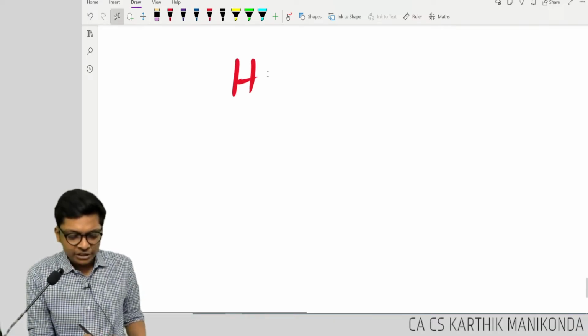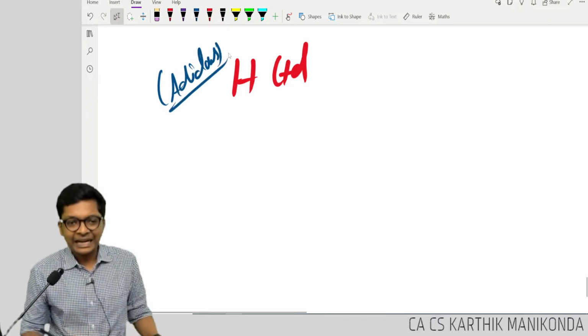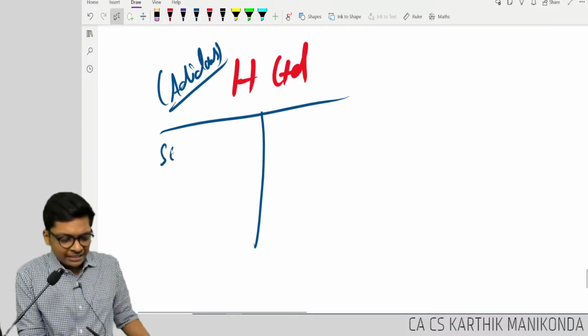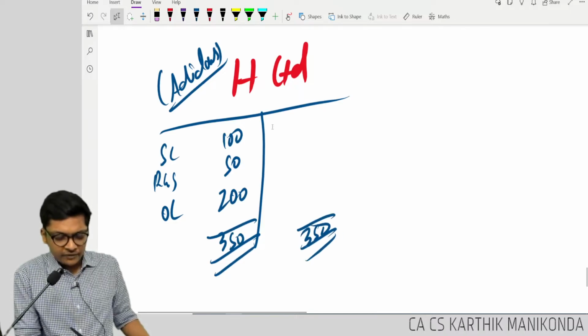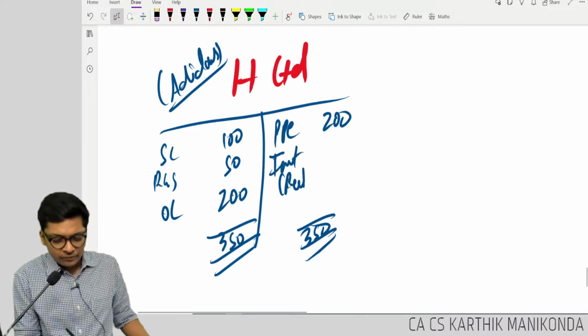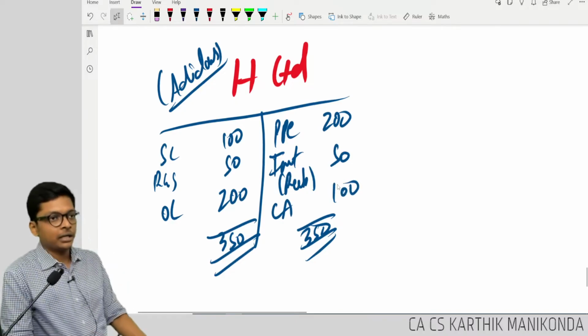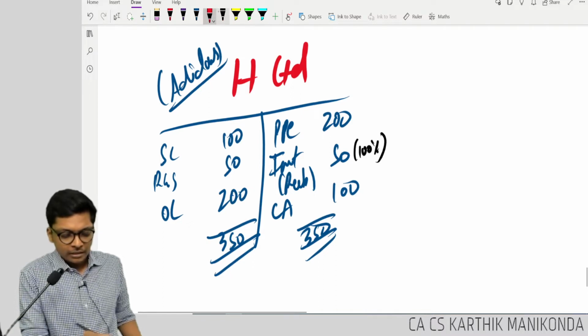Let's say I have the balance sheet of Holding Limited, let's say for example Adidas. Adidas has share capital, let's say 100, reserves and surplus 50, other liabilities 200, balance sheet total is 350. Here also 350: property plant equipment 200, investment in Reebok, which is my subsidiary, 50, and current assets others are 100. Are you following, guys? Let's say I have done a 100% investment in the subsidiary.